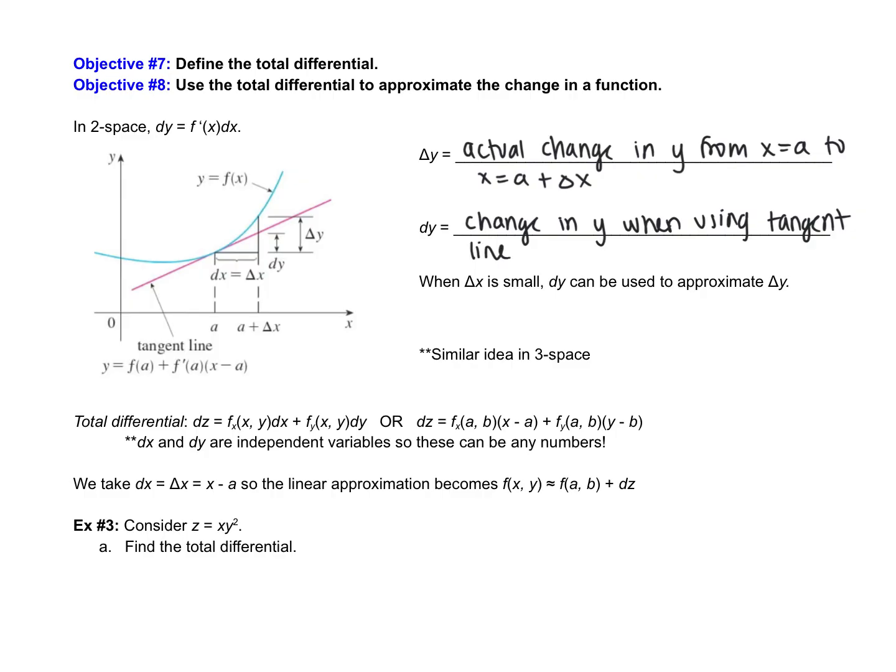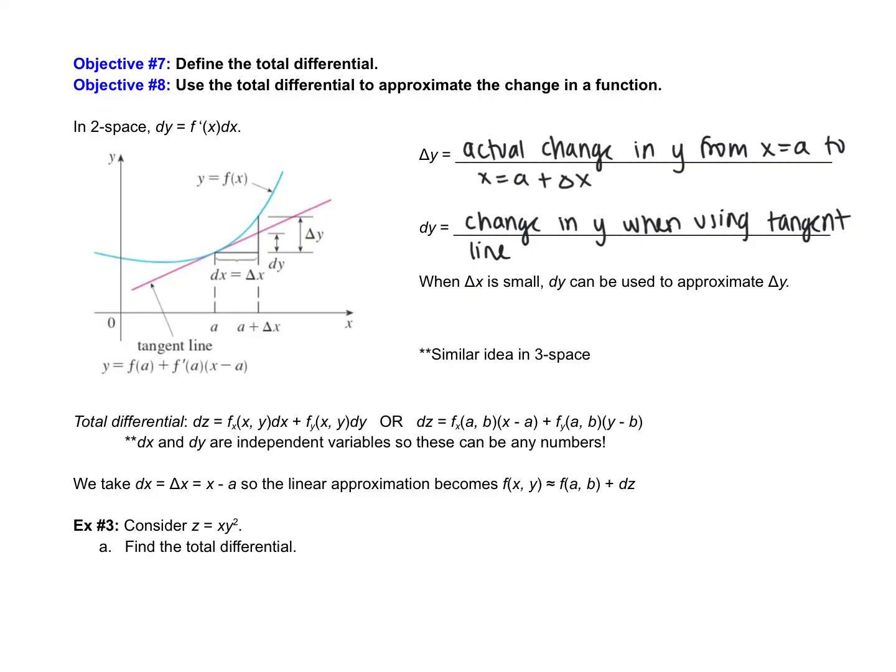So often we want to know delta y, but dy is much easier to calculate. So when our change in x is really small, so when this delta x is really small, dy can be used to approximate delta y. So we can approximate this delta y using dy. Now, of course, what we care about is 3 space. So it's going to be a similar idea in 3 space, except instead of using a tangent line, we're going to be using a tangent plane. And so this leads us to what is called the total differential.